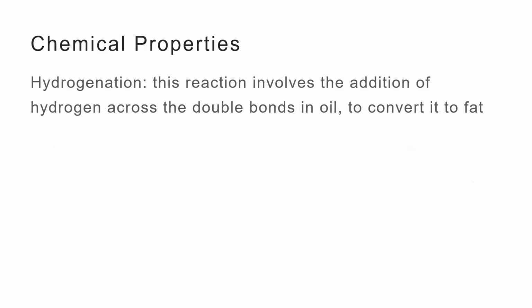So let's look at the other chemical property, which is hydrogenation. In this case, it is oil that we hydrogenate. Hydrogenation is the addition of hydrogen across the double bonds. And remember, it is oils that have double bonds. Now, when you hydrogenate oil and you turn all the double bonds to single bonds, you would have converted the oil to fats. Are we together? You would have converted the oil to fat.